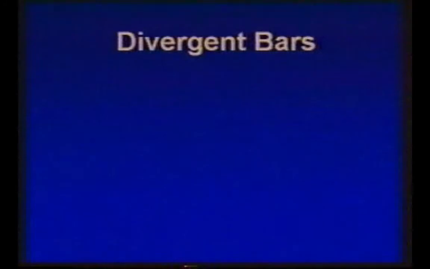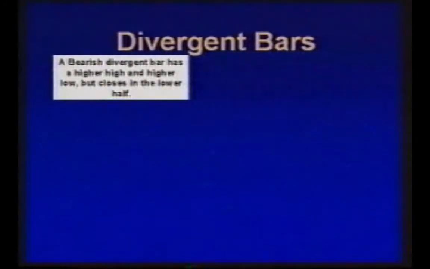Now let's break this down very, very small, and let's look at 1 bar. So if we have divergence in the market, and then we have what we call a divergent bar, this is only 1 bar. A bearish divergent bar would have a higher high and a higher low than the previous bar, but it closes in the lower half. Let's take a look at that.